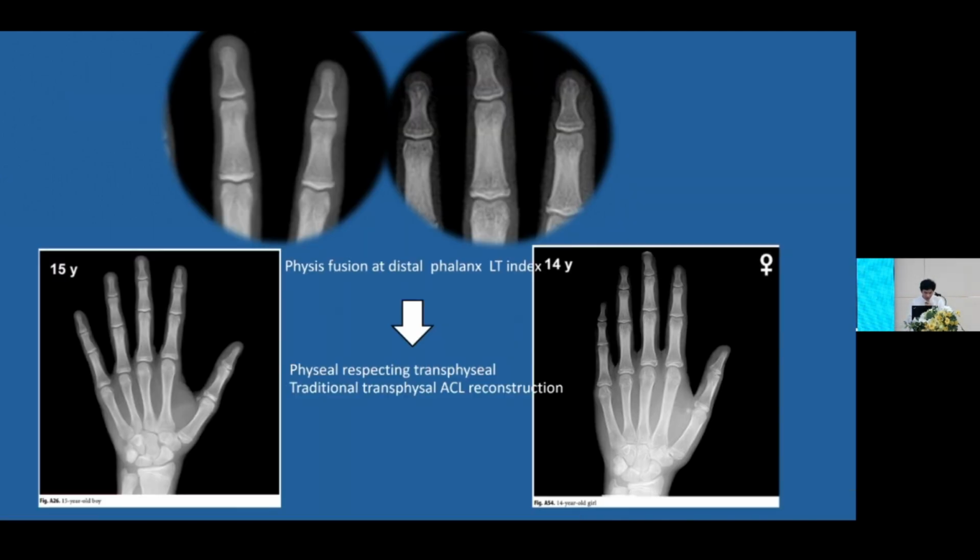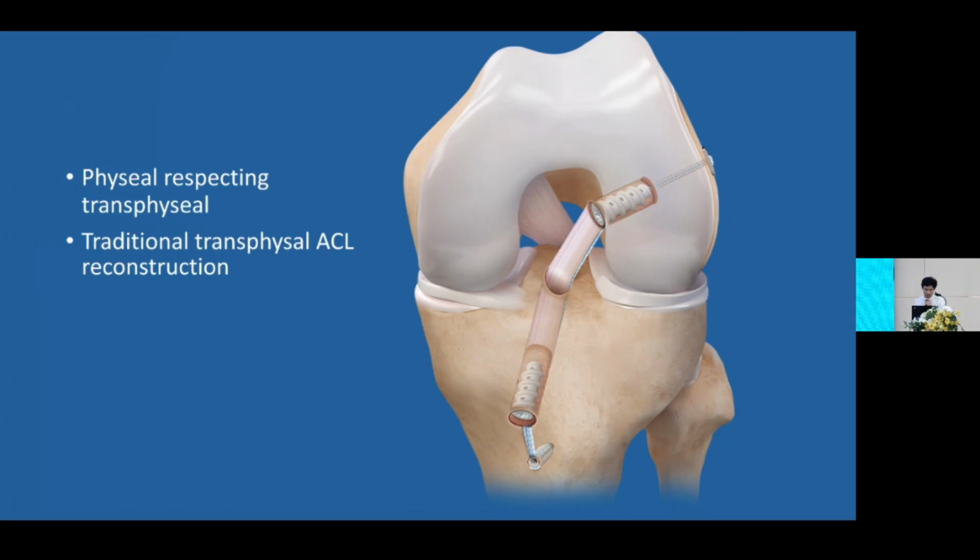The last group, if the physeal fusion at the distal phalanx, you can see the fusion of the distal phalanx. You can do the physeal respecting transphyseal or traditional transphyseal ACL reconstruction like in the adult too.